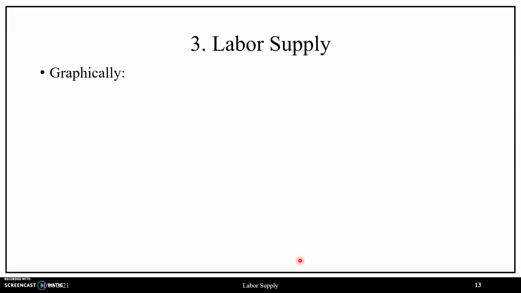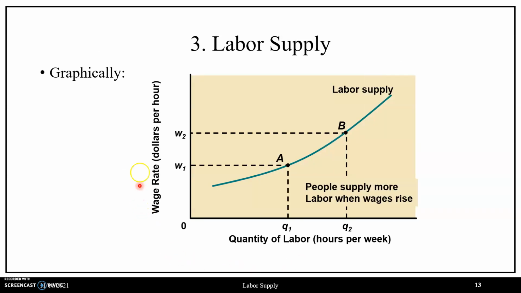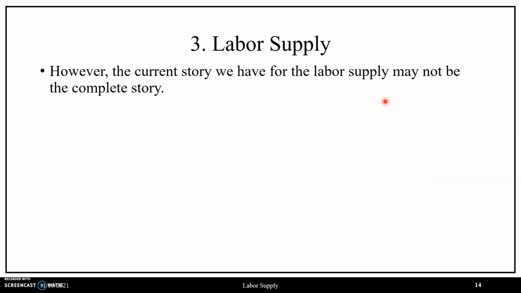So then, graphically, what we have in terms of the labor supply, where price is on the vertical axis, where price for labor is going to be the wage rate earned, and quantity of labor on the horizontal axis, where quantity is going to be in terms of hours of labor worked. Given that there's a positive relationship, we'll have an upward sloping labor supply curve, in which as quantity of labor hours supplied increases, the corresponding wage rate increases as a result.